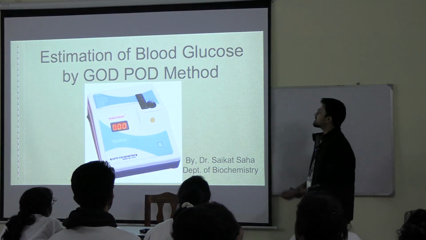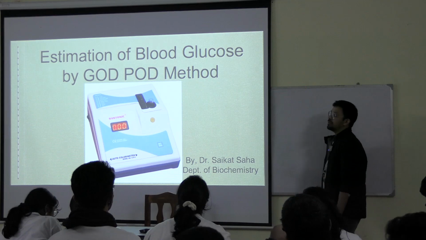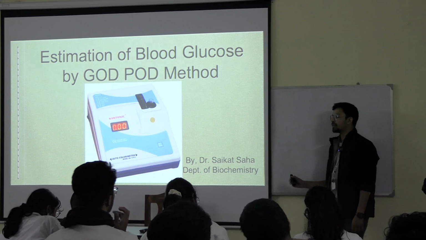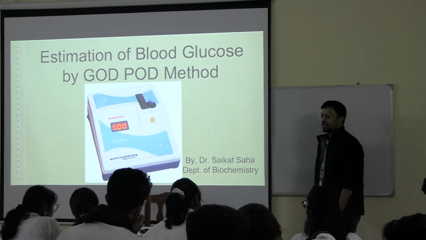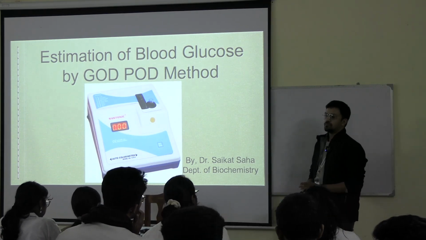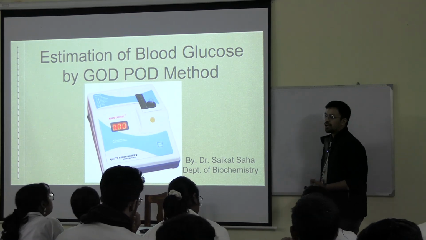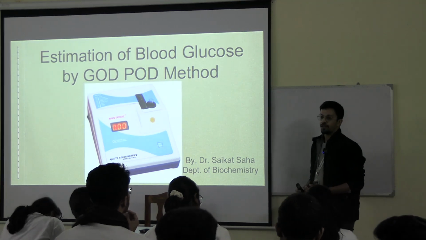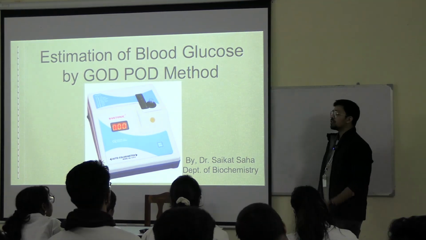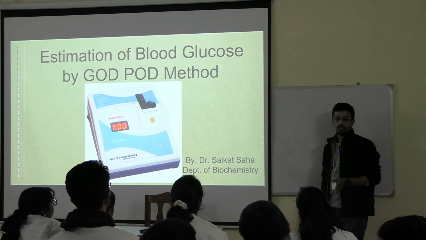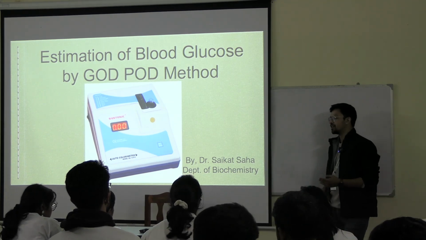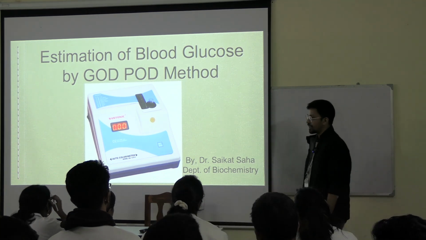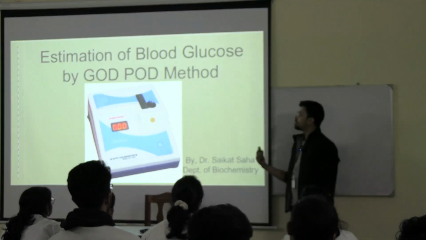And today's class will be estimation of blood glucose by glucose oxidase peroxidase method. It is one of the most important biochemical tests. Till now we have done glucose estimation from urine, and we have learned about diabetes and other diseases where you can find the blood glucose level. Till now we have done urine glucose level, and diabetes and related topics. Clinically, why are they important? This 1 week we will be teaching you.